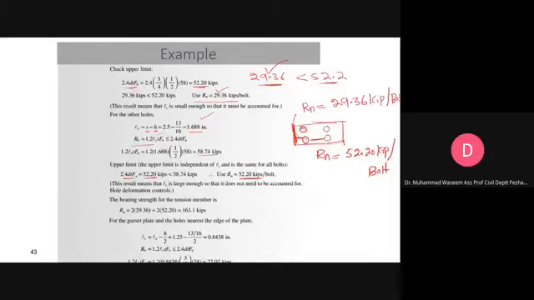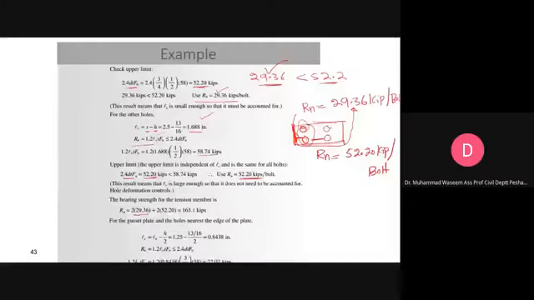Now the same procedure we have to use. The total bearing strength of the tension member is this for one bolt, and 2 multiplied by this strength for the other two bolts. This is the total bearing strength of the bolts. This is 29.36 plus 2 multiplied by 52.20.